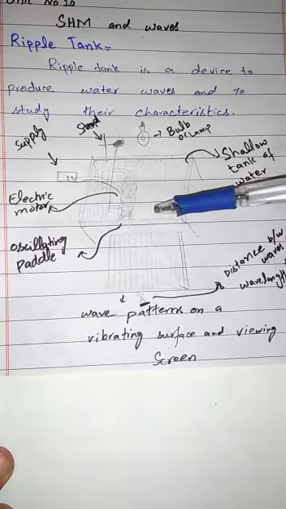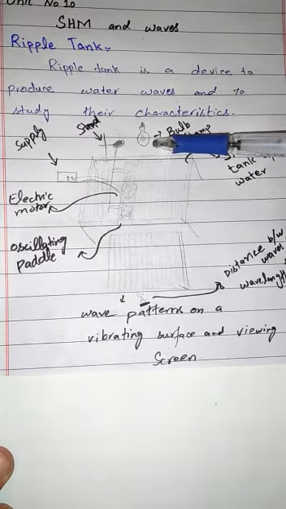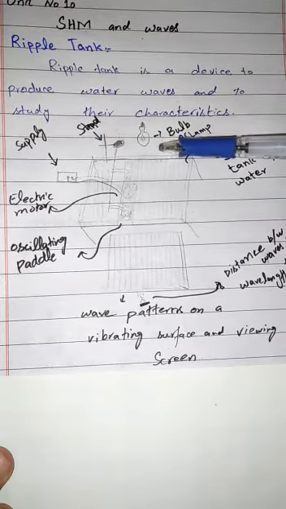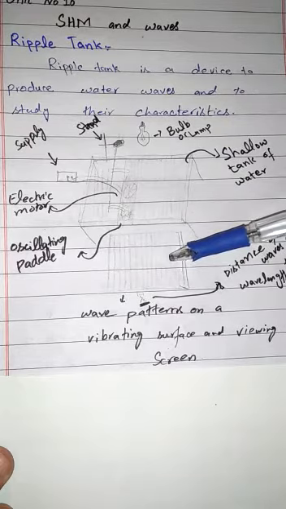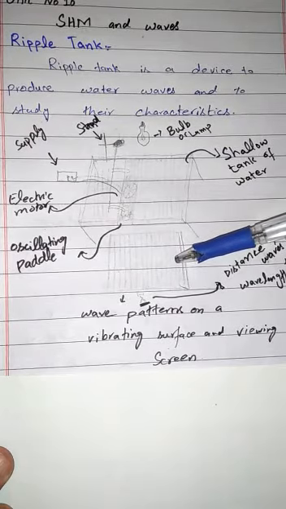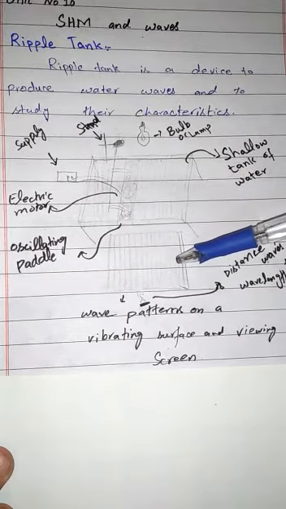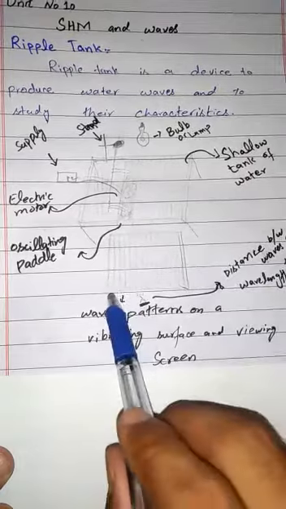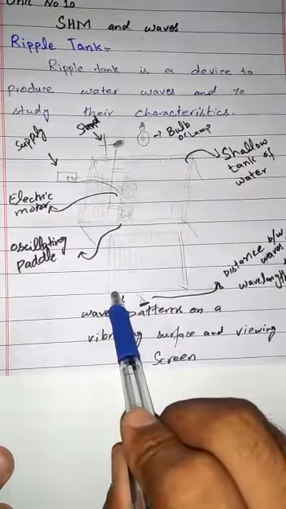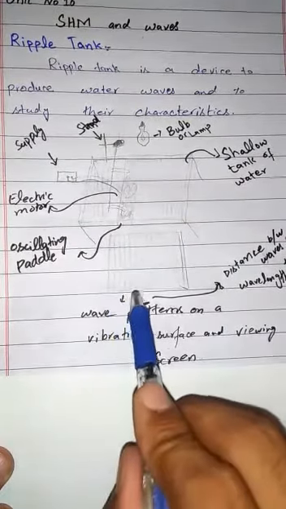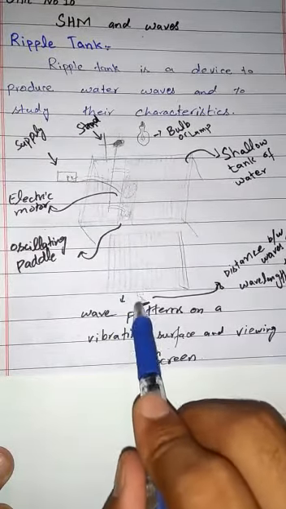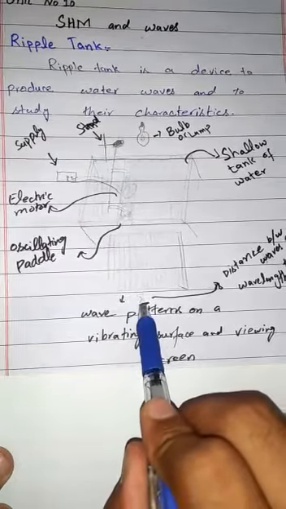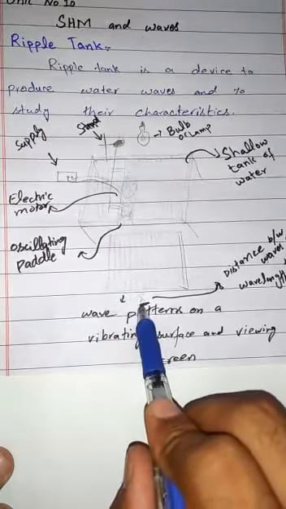An electric bulb is hung above the tray to observe an image of the water on a paper or a screen. Here this is the screen. The crest and the trough of the water appear as bright and dark lines respectively on the screen. Here we can see that the crests are bright and these dark lines are known as the troughs. The distance between two consecutive crests or troughs is known as the wavelength and is denoted by lambda.